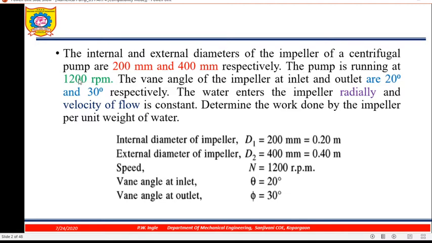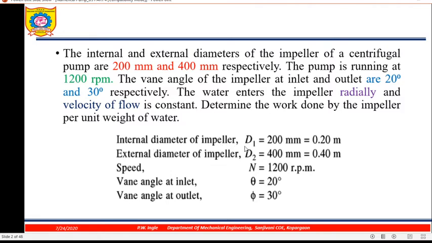The pump is running at 1200 rpm. The vane angles of the impeller at inlet and outlet are 20 degrees and 30 degrees. The water enters the impeller radially and the velocity is constant. Calculate the work done by the impeller per unit weight of water.